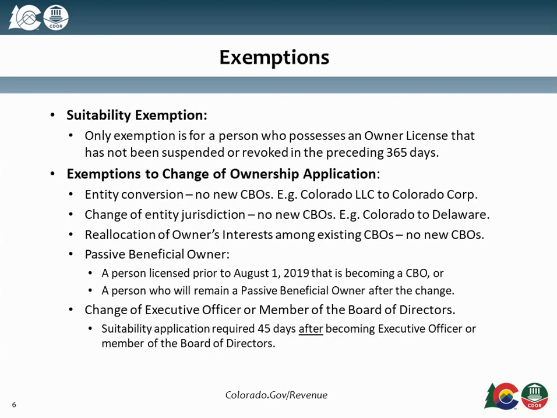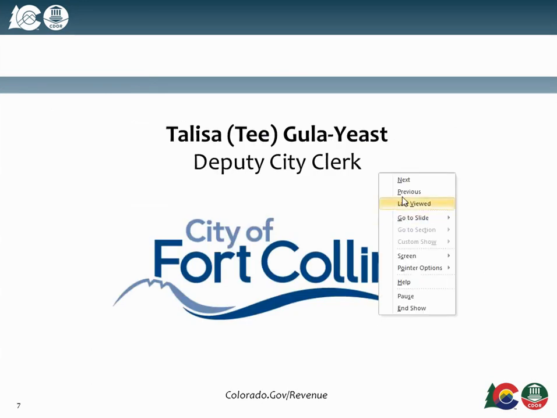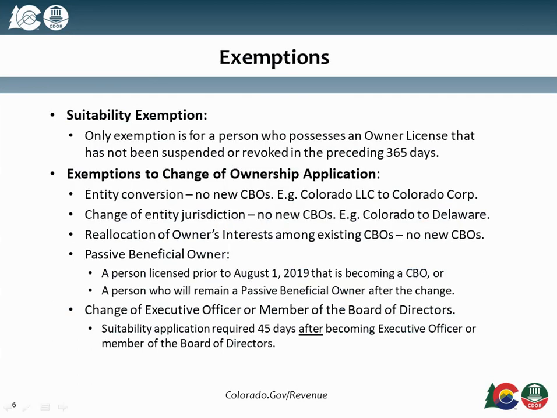Importantly, the rules also include exemptions to both the suitability requirement and the change of owner application requirement. It's important to note that these exemptions are separate. So the only suitability exemption applies for a person who possesses an owner license that has not been suspended or revoked in the preceding 365 days. This is the only exemption for suitability. All other persons seeking to become a controlling beneficial owner in a regulated marijuana business must submit a request and obtain a finding of suitability from the Marijuana Enforcement Division.